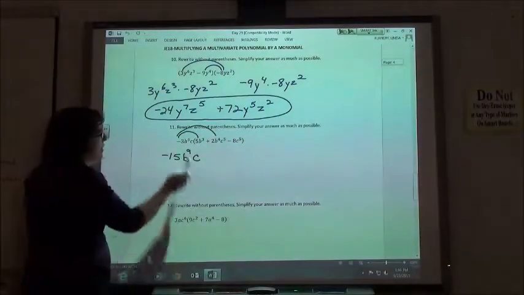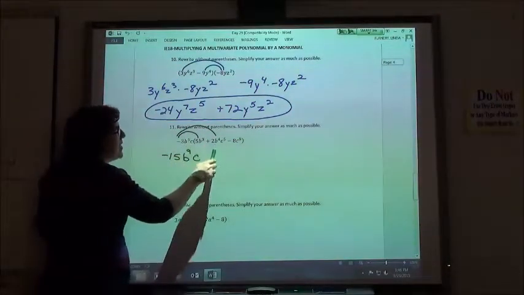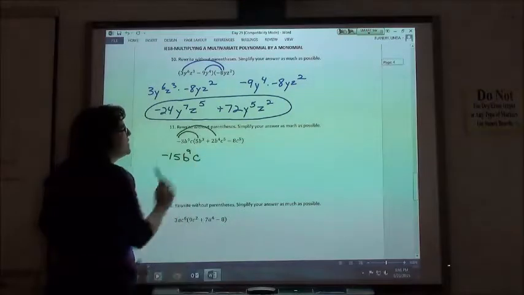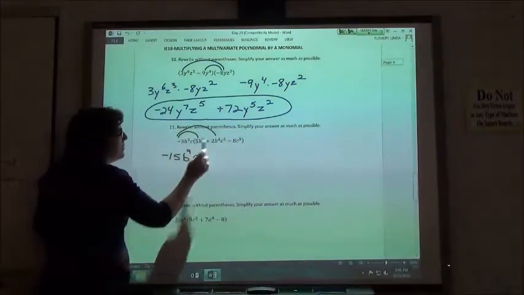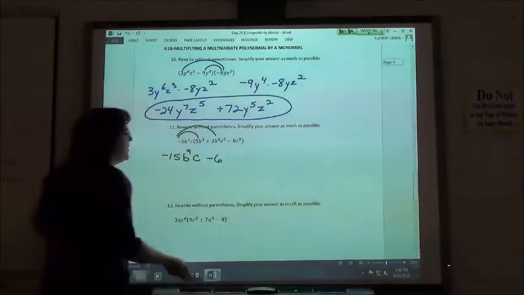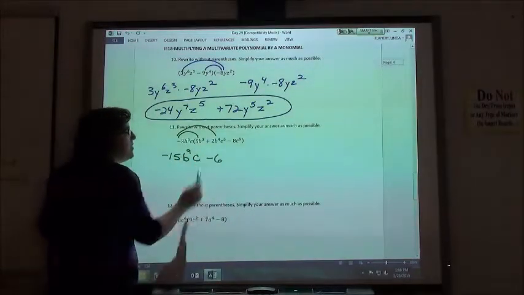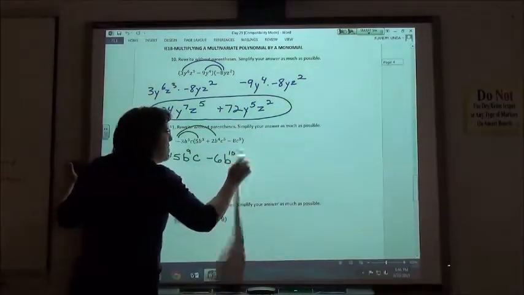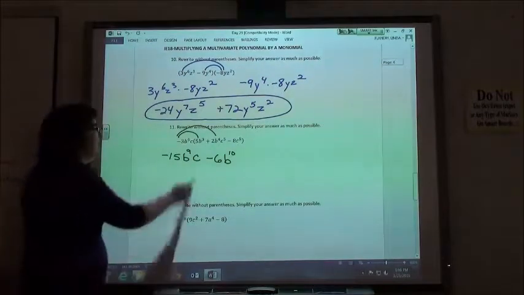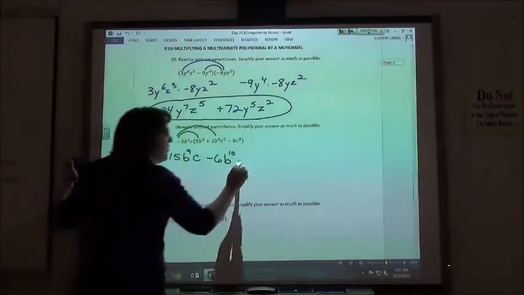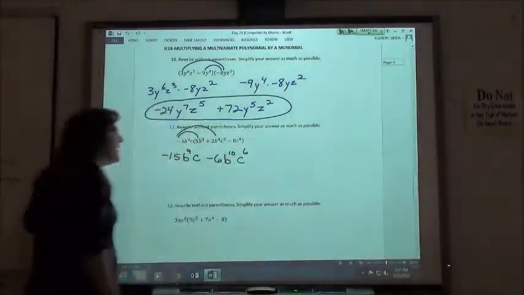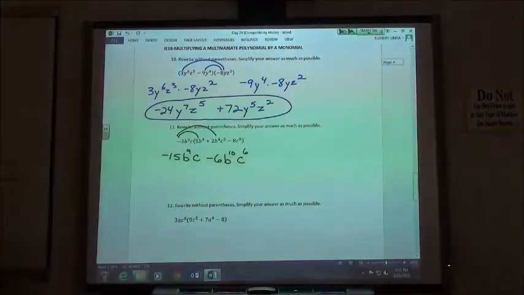Then my middle term, negative 3b to the 6th c times positive 2b to the 4th c to the 5th. So negative 3 times a positive 2 is negative 6. B to the 6th times b to the 4th, I add my exponents, b to the 10th, and then a c times a c to the 5th. Again, 1 plus 5 gives me 6. So my middle term, negative 6, b to the 10th, c to the 6th.